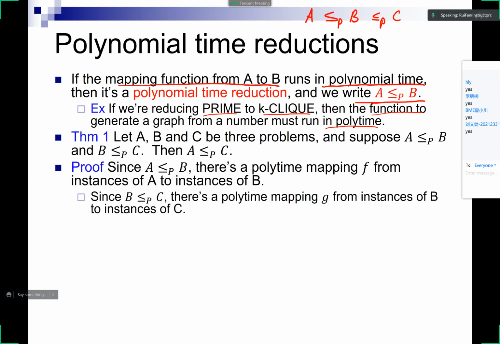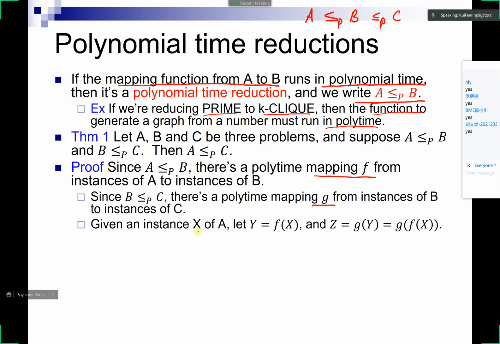Okay, so it's pretty easy to prove this. The proof is that since A polytime reduces to B, there is some polynomial time mapping F from A instances to B instances. And also because B reduces to C, there's another polytime mapping, G, from B instances to C instances.